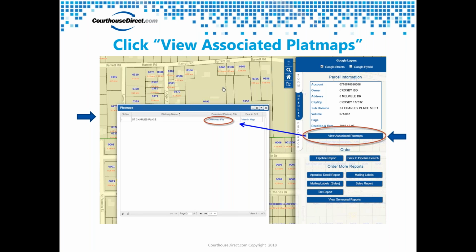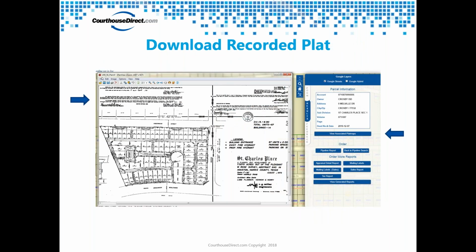If I click on View Associated Plats, it's going to open up a window. It tells me that the plat associated with this property is St. Charles Place. From here, I can click on View in Map, and that highlights the area to make sure that, yes, this is the map I want to pull. Then you click on Download the File, and you're looking at the subdivision plat that goes along with this particular area. So as quickly as you can drill down to an area, click on a tract, click on View Associated Map, essentially you're looking at the recorded subdivision map.